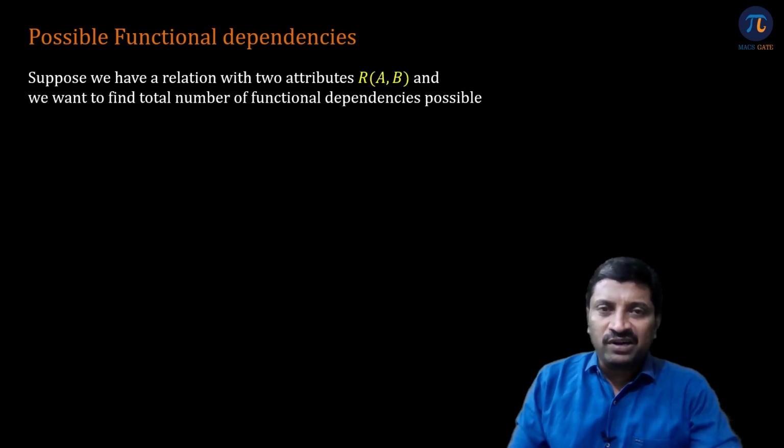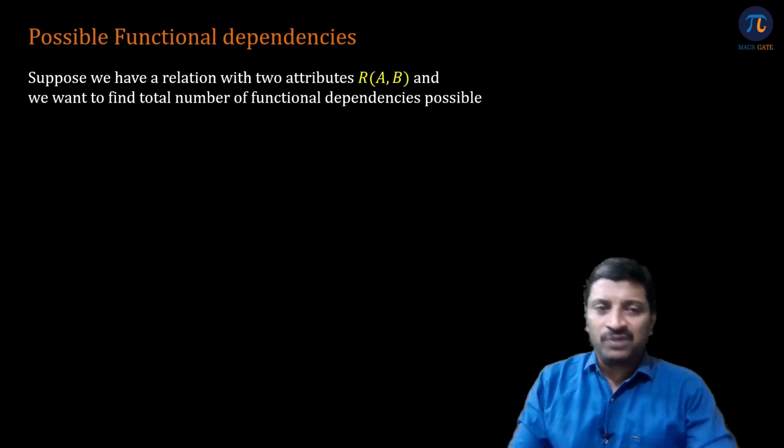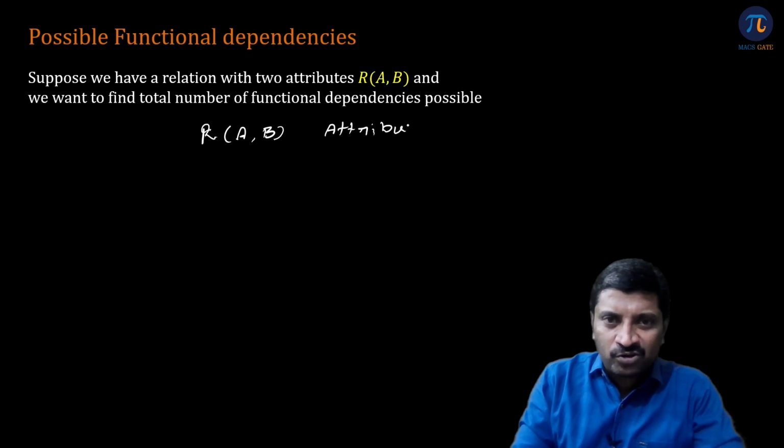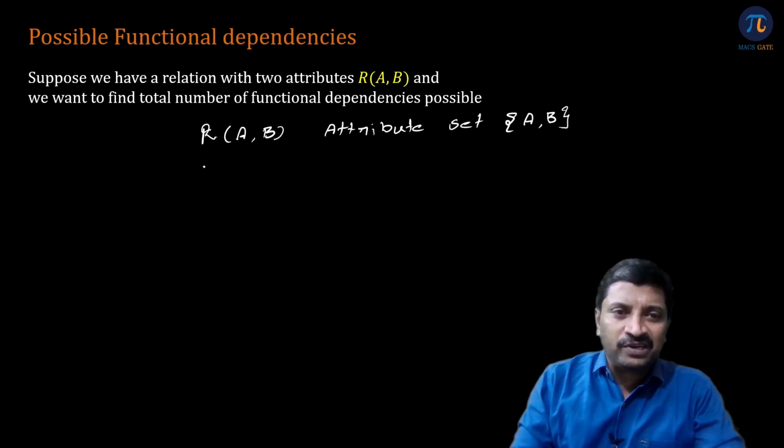Suppose we have a relation with two attributes A, B, and we want to find the total number of functional dependencies possible on this relation. Then how to find the total number of functional dependencies possible? So here R is a relation with two attributes. So the attribute set, what is the attribute set for this relation, sir? A, B.